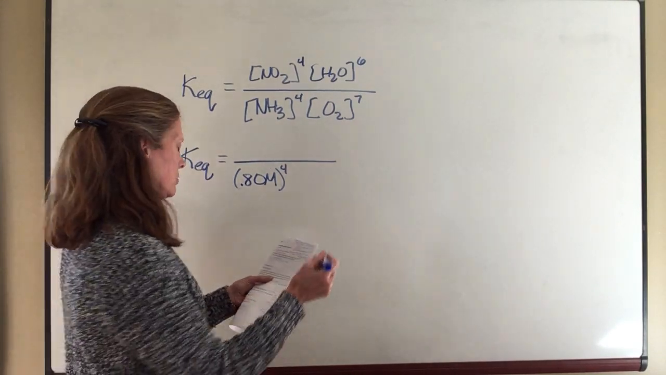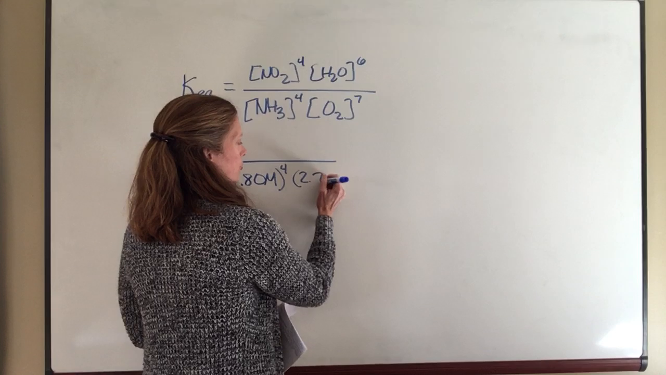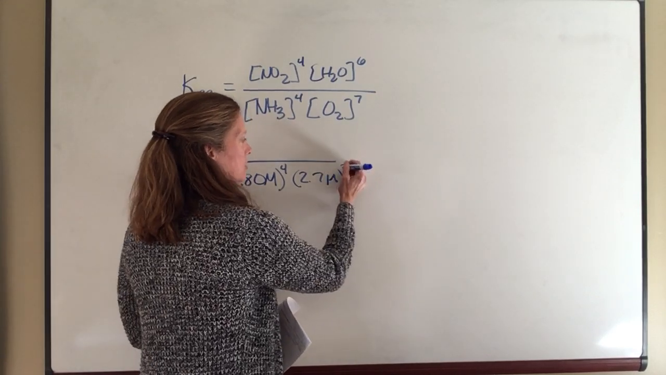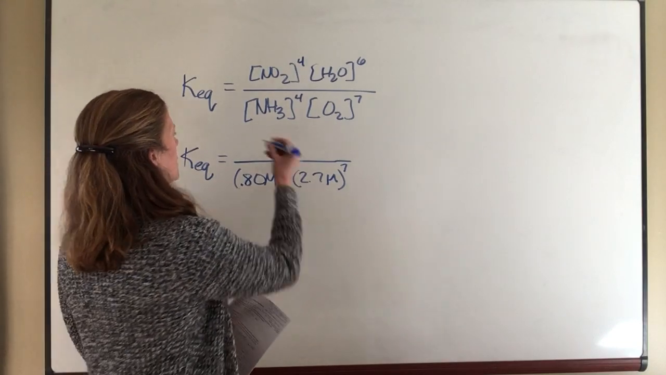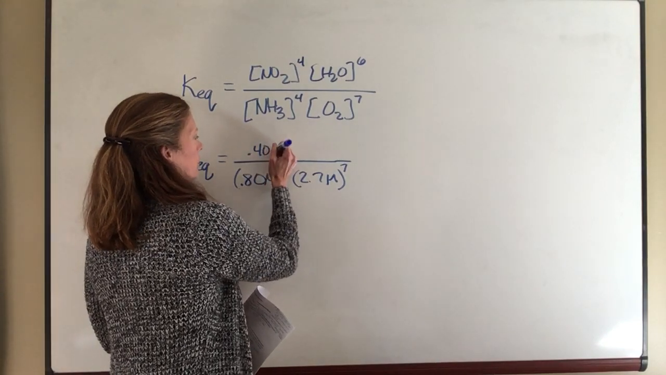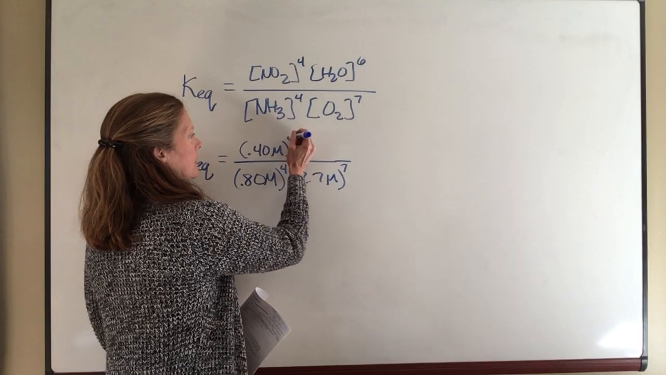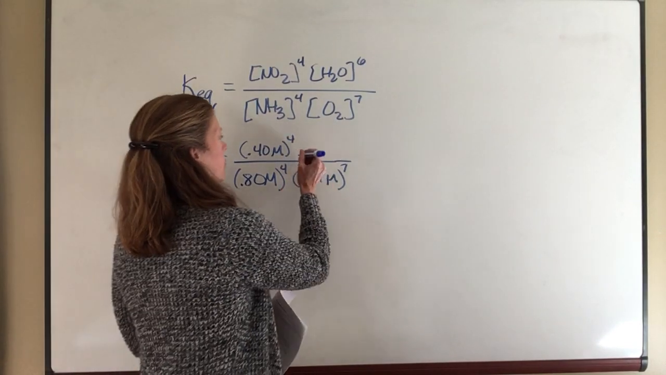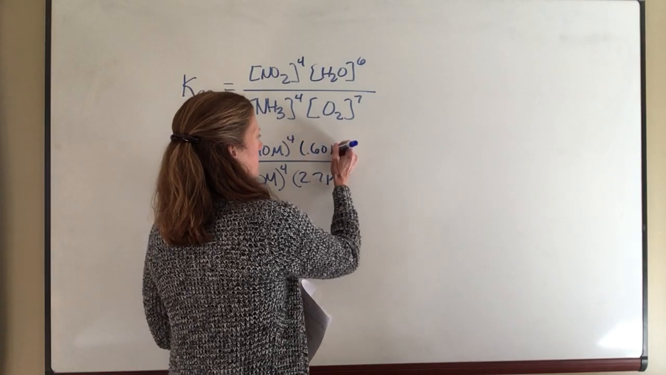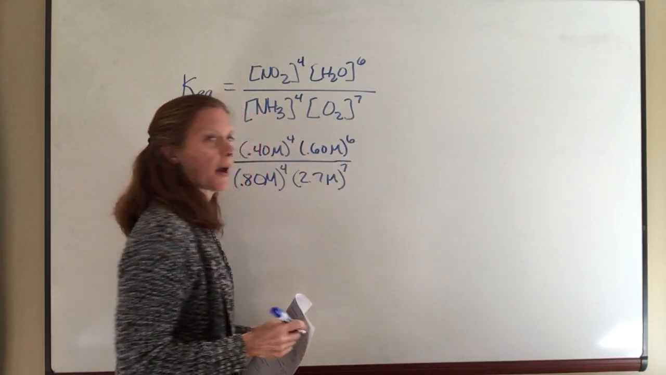Then the concentration of the oxygen is 2.7 molar, and that has to be raised to the 7th power. Then the NO2 is 0.40 molar, and that has to be raised to the 4th power. And then the concentration of water is 0.6 molar, and that will have to be raised to the 6th power.